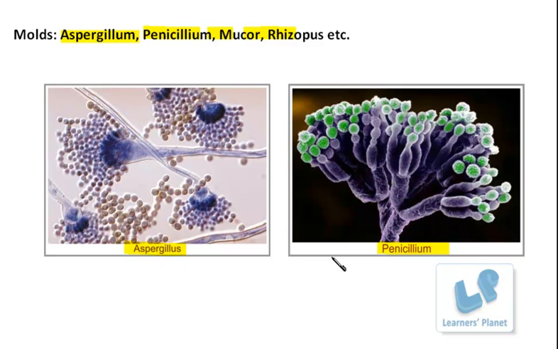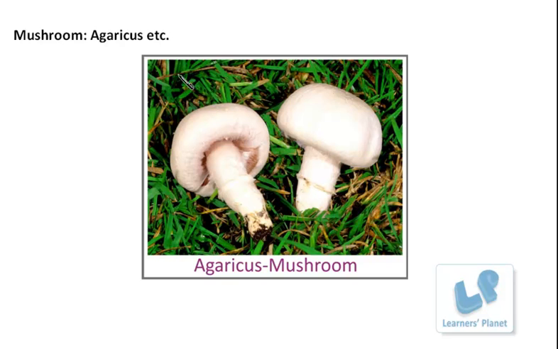Fine. Now next is the mushroom. So here is one example, that is the Agaricus mushroom. It is an Agaricus. You can see that mushrooms have this basic stalk-like structure, and at the top there is an umbrella-shaped structure, in short. Fine.